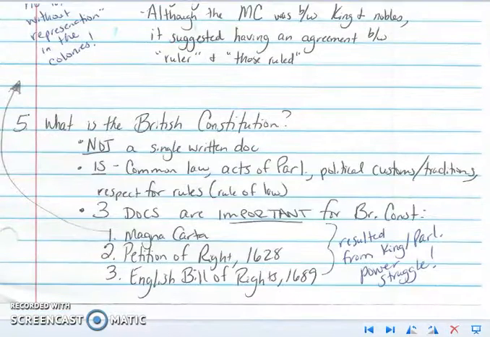And then question number 5, I started out with an overview like the textbook had, but then I also went into more detail with the Petition of Right and the English Bill of Rights, because I've already gotten the Magna Carta, so I drew myself a little arrow back to the Magna Carta.